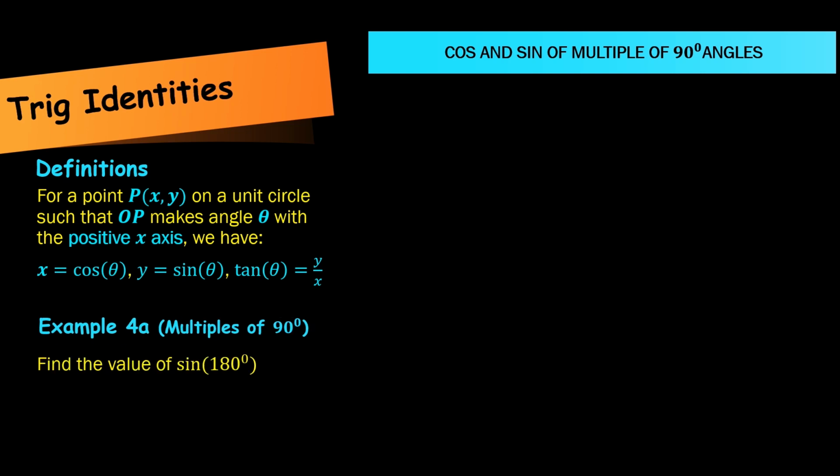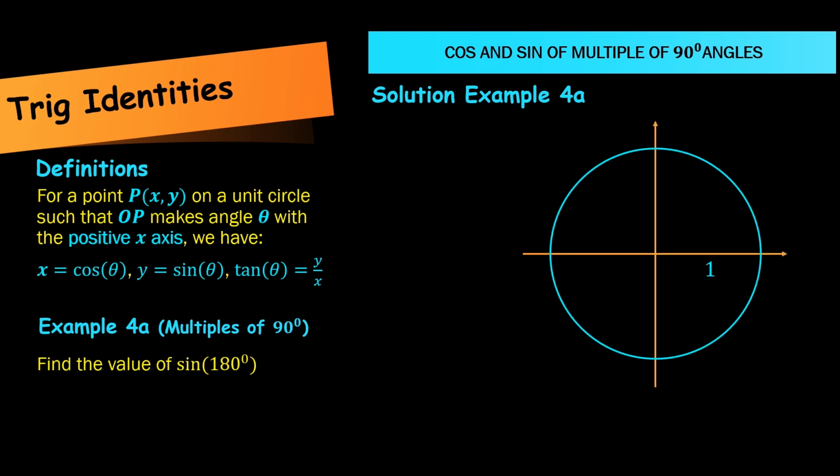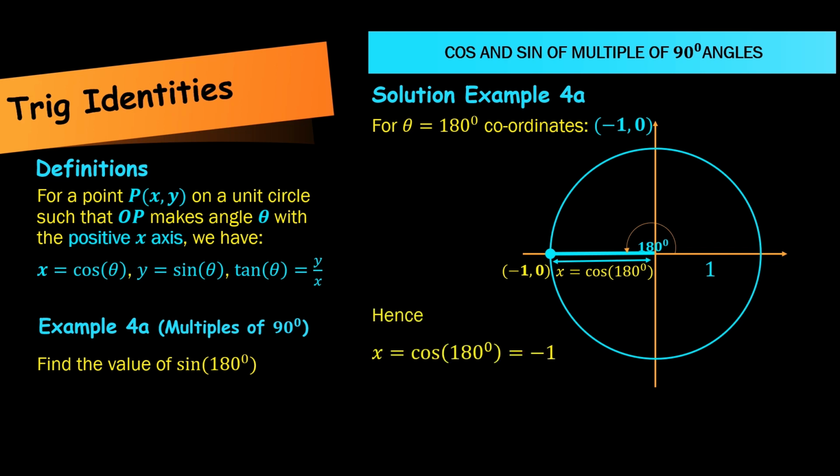Let's solve part A first. We are required to find the value of sine 180 degrees. So let's solve this. Here's our unit circle. For theta equals 180 degrees, as shown in the diagram here, we have coordinates -1, 0. Therefore, from the definition we have that x equals cos 180 degrees, and from the diagram we have that this equals -1.